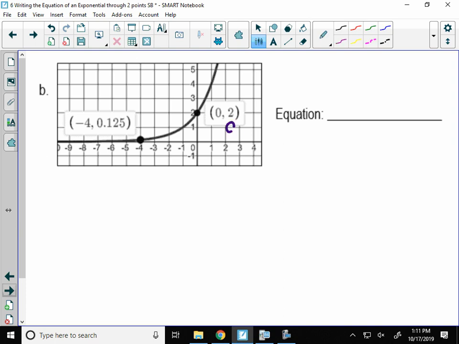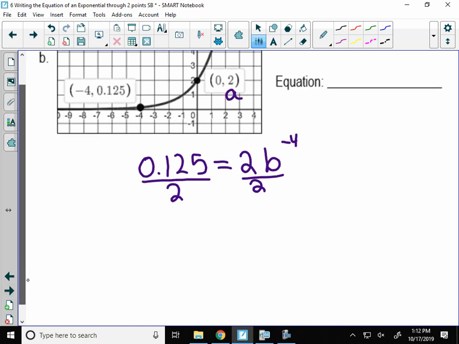Okay, so I know my a is 2. So last one like this, and we'll change it up. So I'm going to have my 0.125, that's my y, equals a b to the negative 4. So first thing I have to do is divide by 2. And what's 0.125 divided by 2?